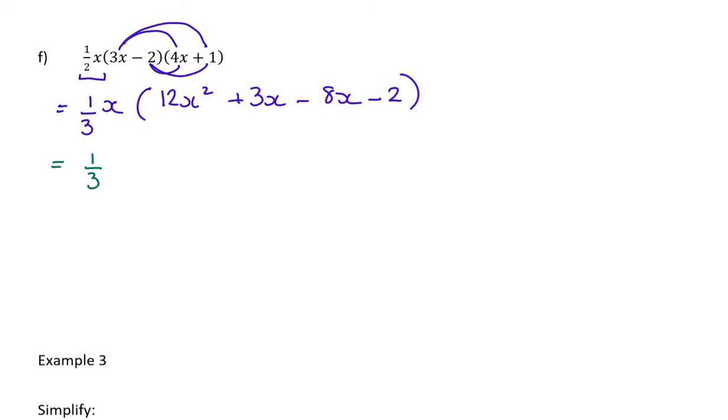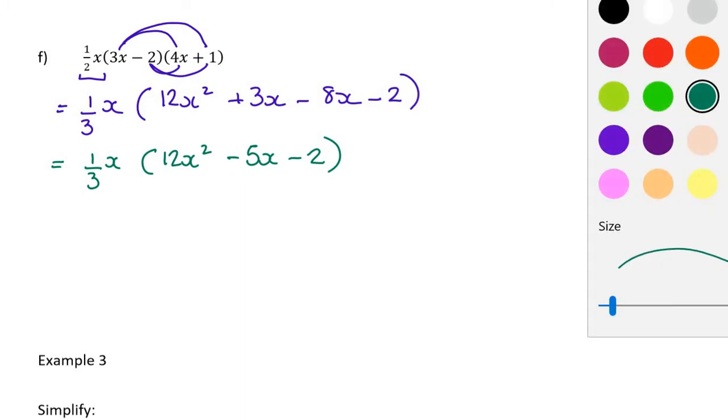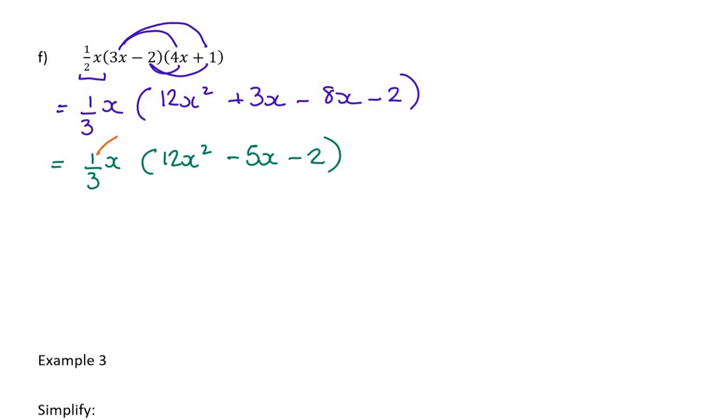So I get a third x, 12x squared minus 5x minus 2. And finally, I'm going to multiply in a third x. Now, don't forget to use your calculator if you don't like it. So a third times 12 is 12 over 3, that's 4x cubed. I could have used my calculator.